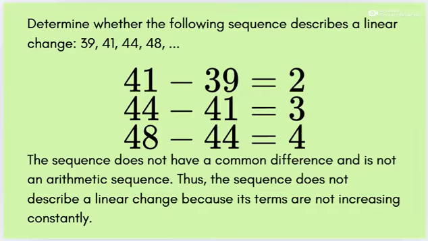That means that it's not increasing at a steady rate. The sequence does not have a common difference because it's 2, 3, 4. It needs to be like 2, 2, 2, 3, 3, 3, 4, 4, 4. That doesn't work. So it's not an arithmetic sequence. Thus, the sequence does not describe a linear change because its terms are not increasing constantly. That's going to have a wonky line, not a nice, pretty straight one.